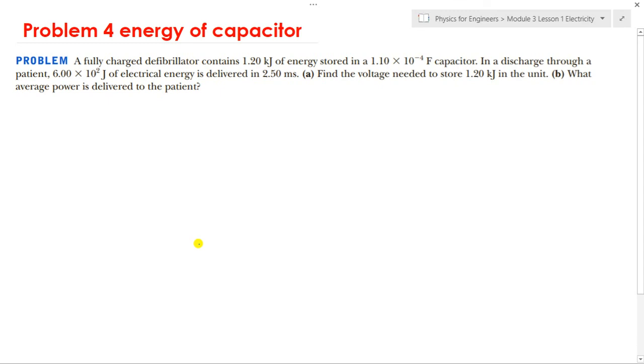So this is all about energy of a capacitor. A fully charged defibrillator contains 1.2 kilojoules of energy stored in a 1.10 times 10 to the power of negative 4 farad capacitor. In discharge through a patient, 6 times 10 to the power of 2 joules of electrical energy is delivered in 2.5 milliseconds. A. Find the voltage needed to store 1.2 kilojoules in the unit, and then what average power is delivered to the patient.